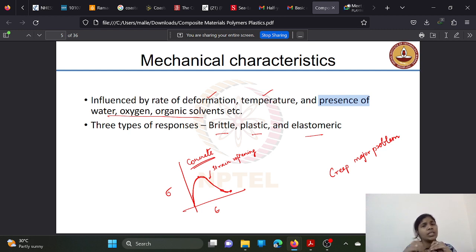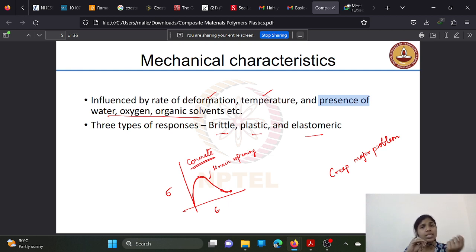With sustained loading the rate of deformation will be higher, and with increase in temperature the mechanical properties of the polymer will change. With the presence of water, oxygen and some other solvents also, the mechanical characteristics of the polymer will change. The 3 types of responses for the polymer are, like we have seen in the case of concrete or steel, we have already studied the stress strain characteristics, right? From the stress strain characteristics itself we understood what is meant by the brittle nature, what is meant by plasticity, and what is meant by this elastomeric.